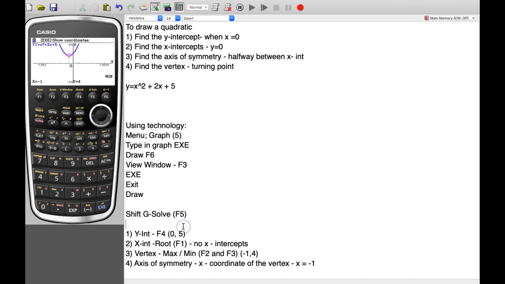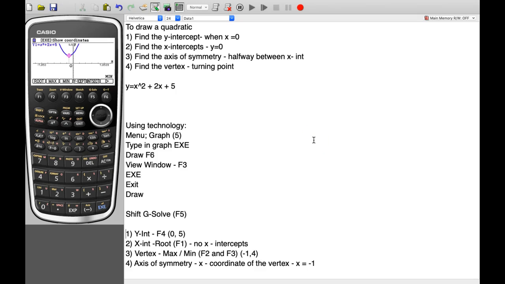So let's run through how to do that again. We find the y-intercept by going Shift G solve F4. We find the x-intercept by going Shift G solve F1. We find the vertex by going Shift G solve, and then if it's max we'll go F2, if it's a min we'll go F3. And then the axis of symmetry we get by using the coordinate of the vertex, which is x equals -1. Once we've done that, we can actually draw the graph.